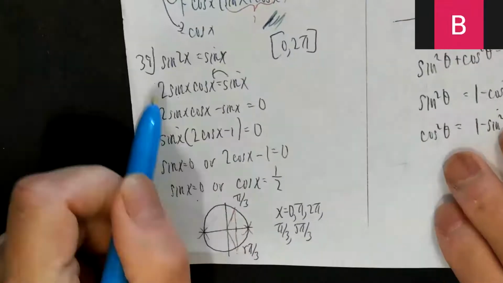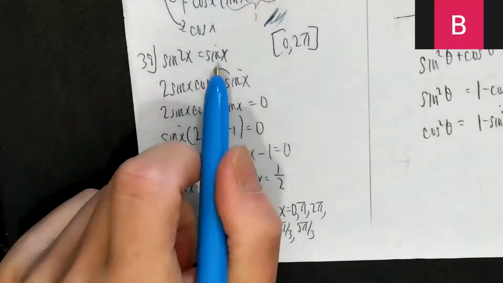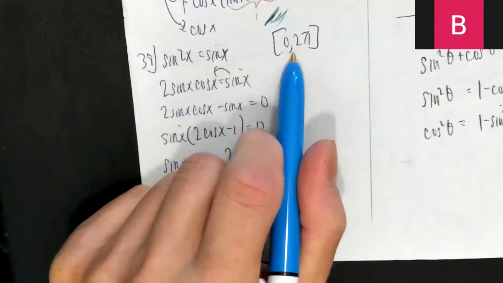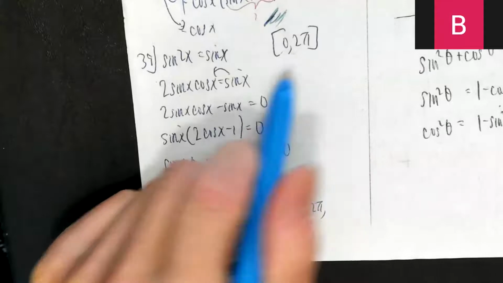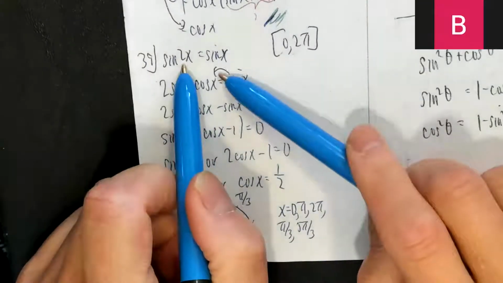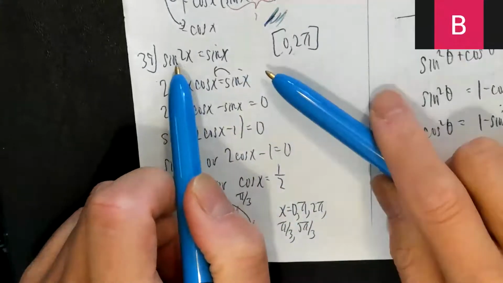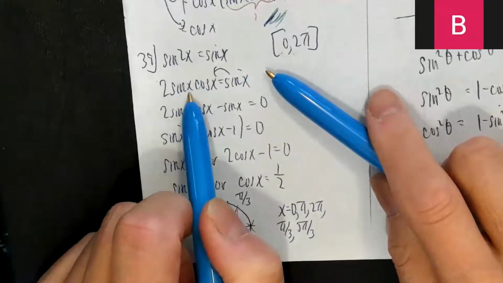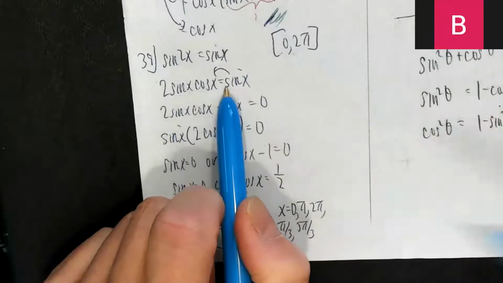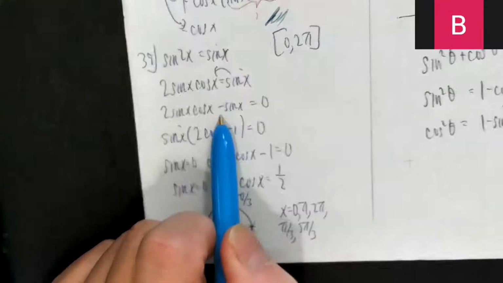All right, solve the equation sine of 2x equals sine x between 0 and 2 pi. Normally, you don't want to mix up a double angle with a regular angle. So that's where you use an identity. I use the identity sine of 2x is 2 sine x cosine x, equals sine x. Subtract sine x on both sides.